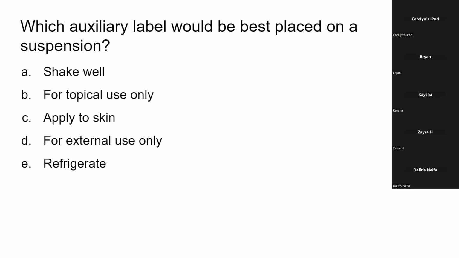So what's a suspension? Or like, what's the difference between a suspension and a solution? What is the difference between a suspension and a solution? Yeah. So a suspension naturally separates over time.